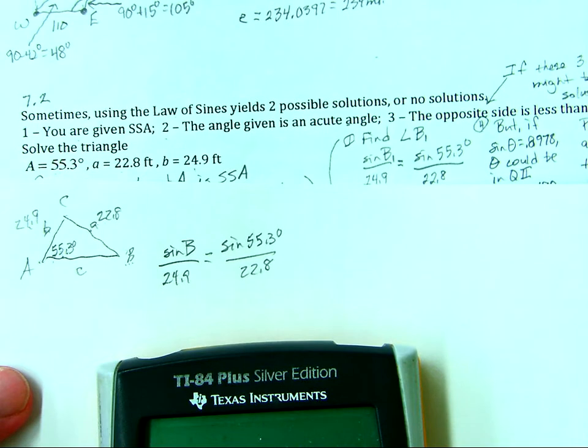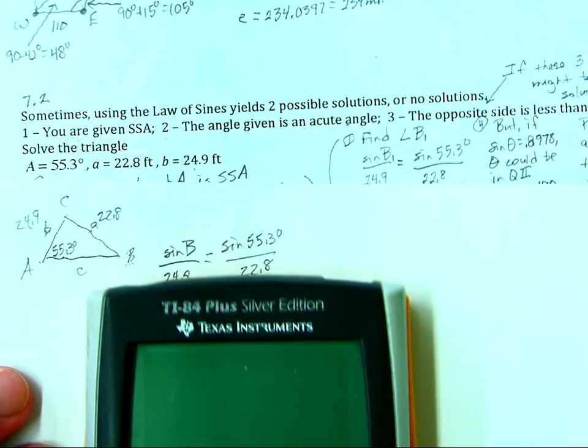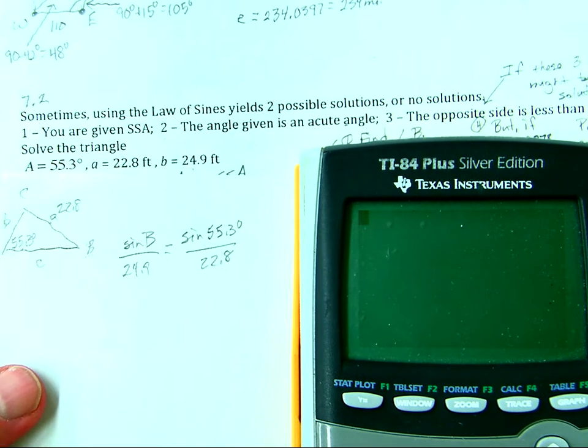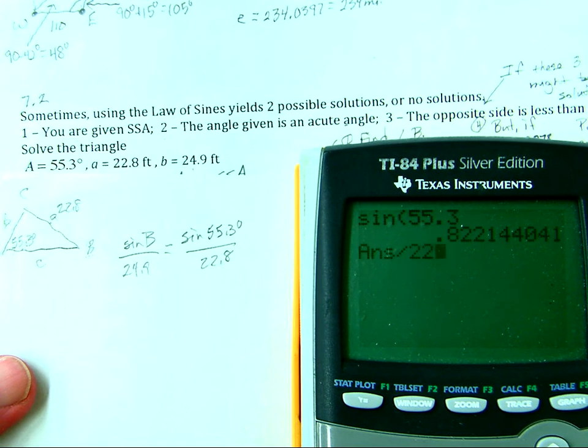Now we use our calculator. All of these will be in degrees, so make sure your calculator is in degrees. So on our calculator, we're going to take the sine of 55.3, divide it by 22.8, and multiply by 24.9.